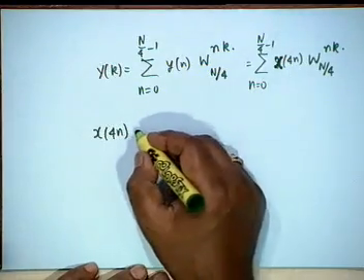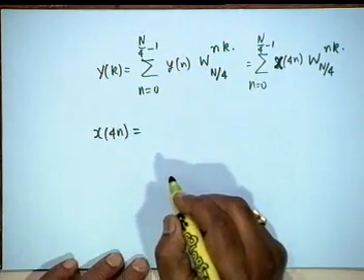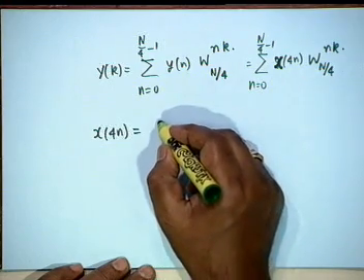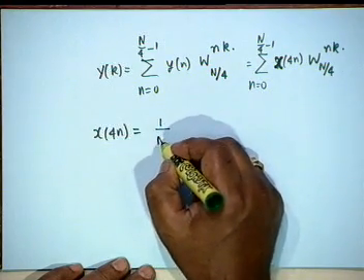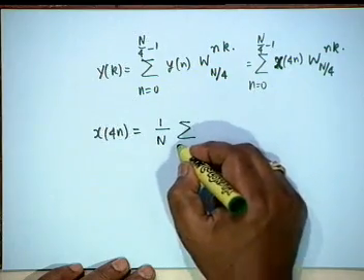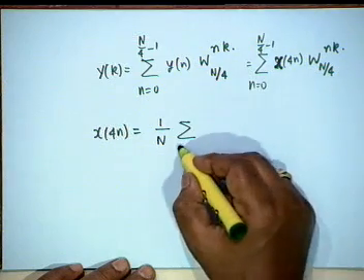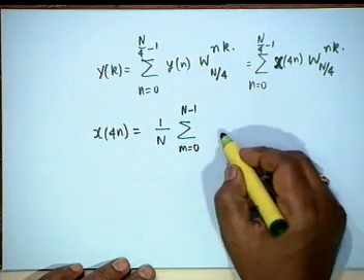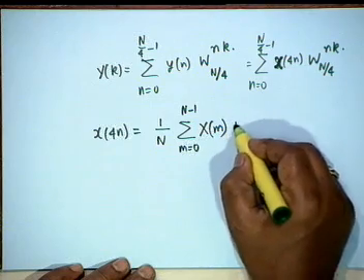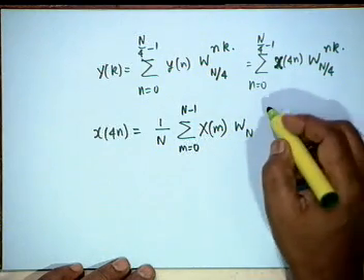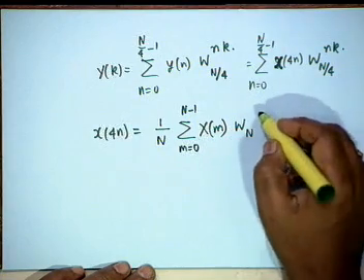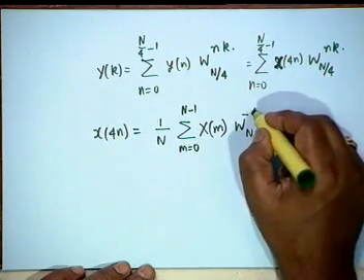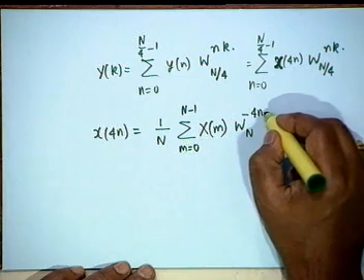So I substitute x of 4n, I compute by inverting capital X of k. So it would be 1 by N summation, let us change the variable, m equal to 0 to N minus 1, capital X of m W N raised to the power plus or minus 4nmk.